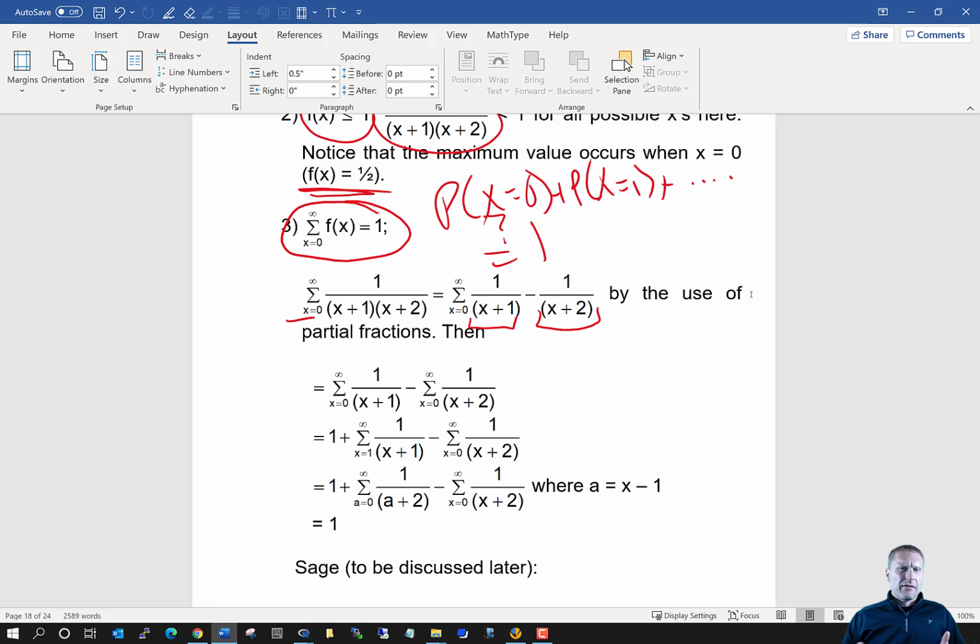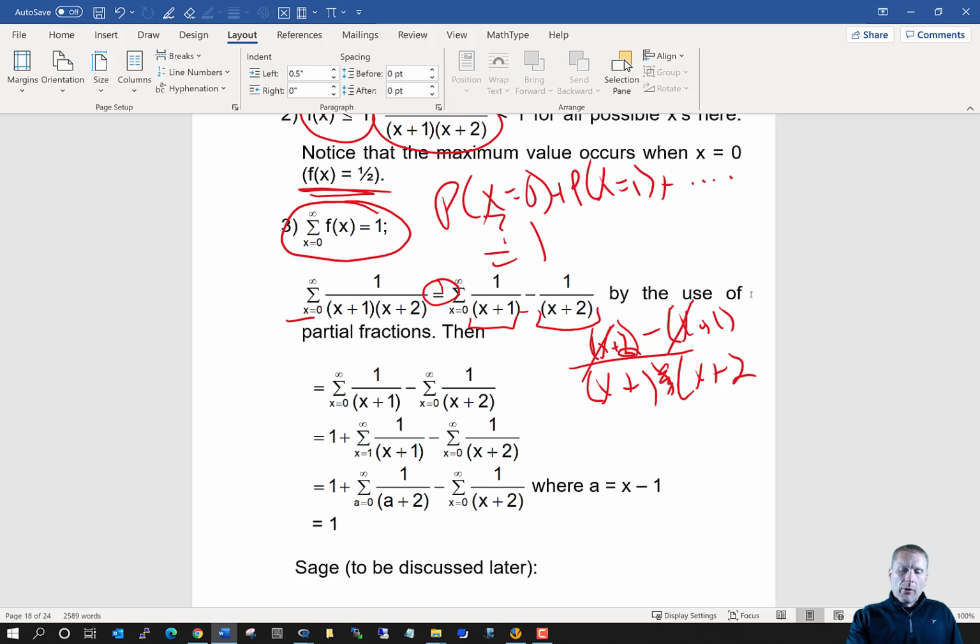If you're not sure why these two expressions are equal to one another, just do the simple math to find a common denominator: 1 over x plus 1 times x plus 2. When I find that common denominator, I need to put x plus 2 up here, and I subtract off an x plus 1 here. Look what happens. The x's disappear. 2 minus 1 is 1, and I get what I need.